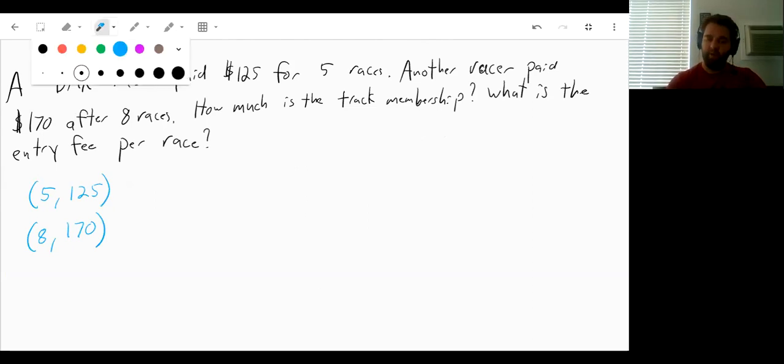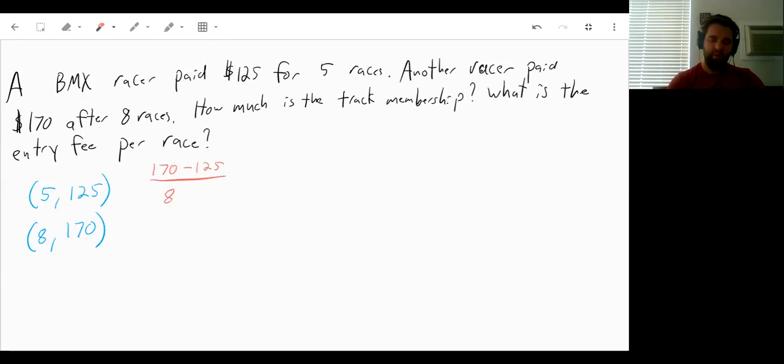So again, the first thing I'm going to end up doing here is using our slope formula to figure out what is the slope. So our y2 minus y1 over x2 minus x1. Well, 170 minus 125, that's going to be 45. And 8 minus 5 is 3. 45 divided by 3, that comes out to a total cost of $15 per race. So now we have our slope. So we can just say y equals 15x plus b.